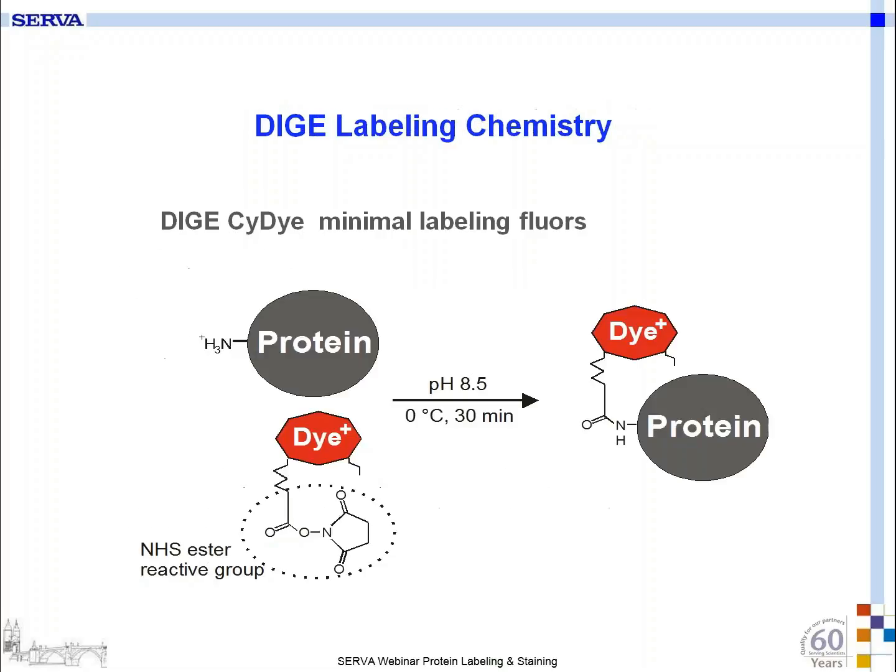And this is just the chemistry, just to show you how minimal labeling works. So you have your protein and the amino residues. You have an NHS ester reactive group. This would be your CyDye, and with pH around 8.5, 0 degrees for 30 minutes, you get this esterification of the dye to the protein.